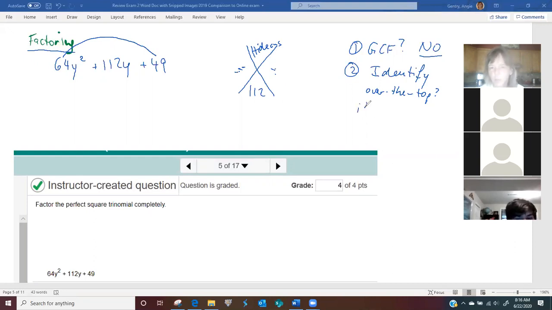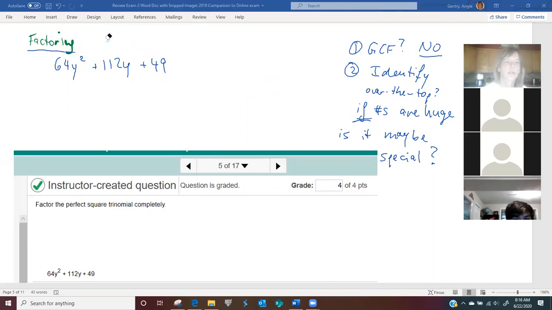So if the numbers are huge, is it maybe special? This is how I teach this class: you need to identify what you're dealing with and then things become easier. So you actually have to think a little. You don't just always, within the steps you have to think, is it maybe special? And if it's special, then you use, let me erase this mess. So I don't like that going over the top is huge, okay? I don't like that at all. So I'm going to say, okay, is it maybe special? And then I will use my formulas.